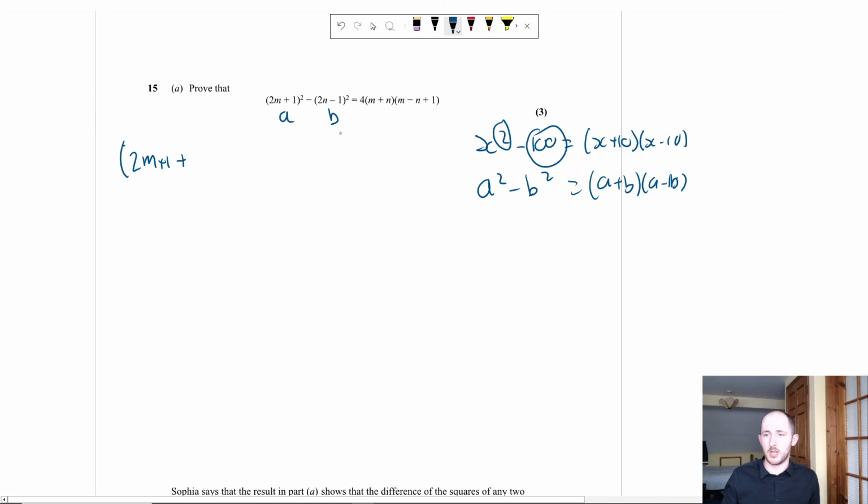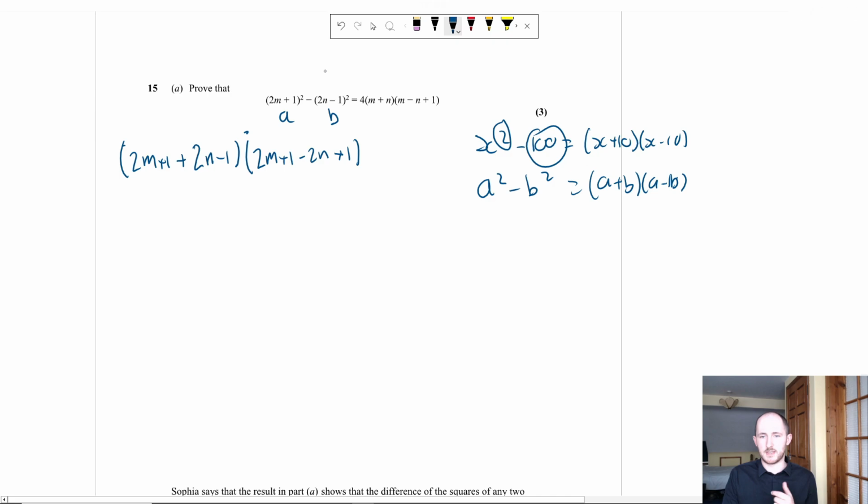Plus, so 2m plus 1 is my a, 2n minus 1 is my b, so plus 2n minus 1, times, almost made a mistake there, 2m plus 1, and now this is where things are going to get a bit tricky because it's subtract b. So when I'm subtracting b, I need to flip the sign of everything inside this bracket. So instead of 2n, it's minus 2n, and instead of minus 1, it is plus 1, okay?